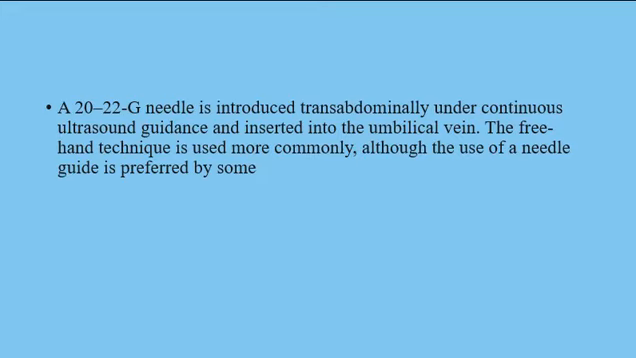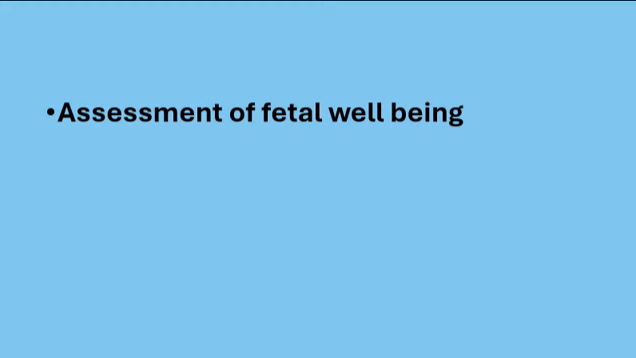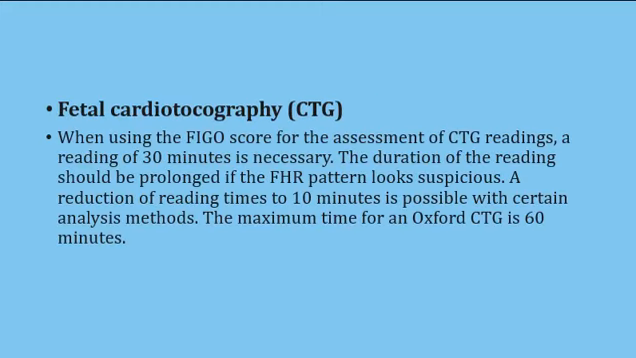Assessment of fetal well-being. Fetal cardiotocography, CTG. When using the FIGO score for the assessment of CTG readings, a reading of 30 minutes is necessary. The duration of the reading should be prolonged if the FHR pattern looks suspicious. A reduction of reading times to 10 minutes is possible with certain analysis methods. The maximum time for an Oxford CTG is 60 minutes.